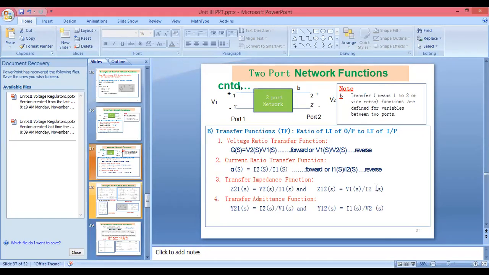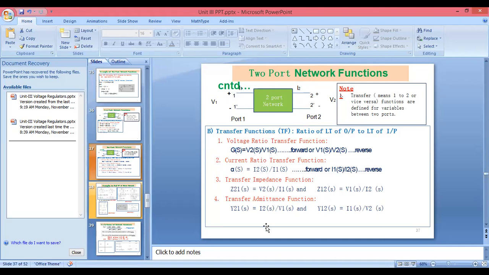So you can see here. Now we are supposed to calculate the transfer impedance. Impedance is nothing but V by I. So if we are calculating this for the two-port network, we are supposed to use the formulas which we get from the parameters of the two-port network.